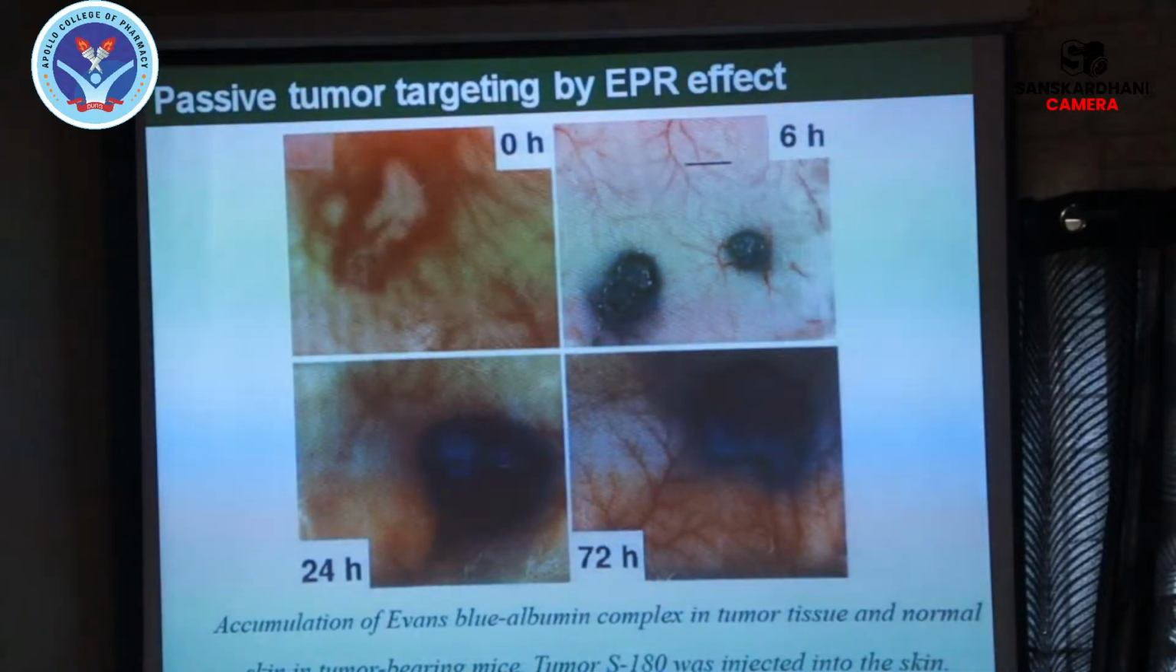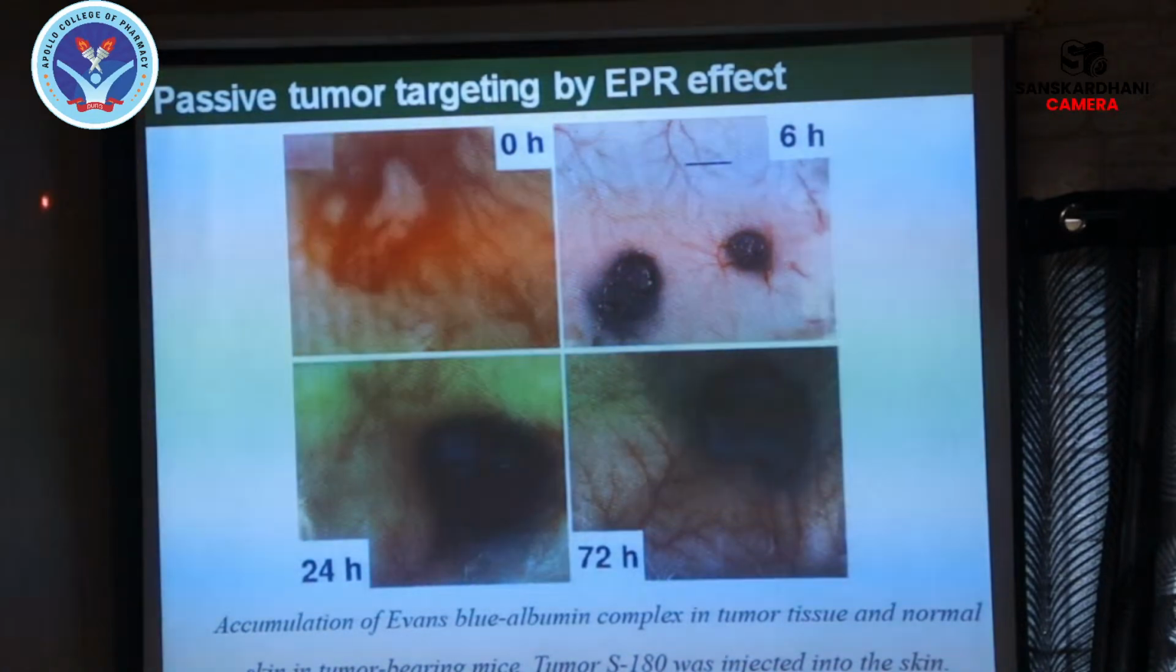This is a cancer in the skin of a rodent model of melanoma. Melanoma is an aggressive type of skin cancer. You can see these cancer tissues, and when you give a nanomedicine containing a dye, in this case Evans blue dye, which is a blue colored dye, you can see after injecting this Evans blue dye in a nanocarrier, after 6 hours, accumulation of the dye in the cancer tissues. So this is the classical EPR effect.